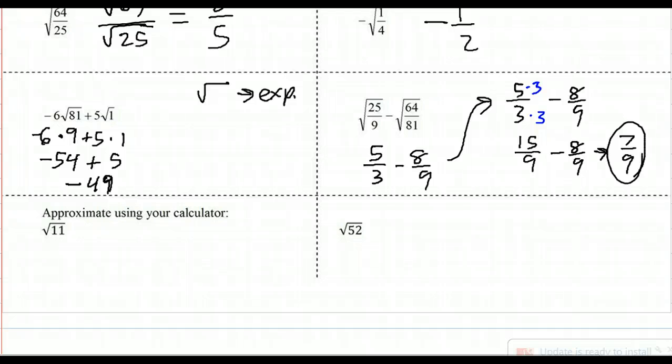And there you have it. So the square root of 25/9 is 5/3. The square root of 64/81 is 8/9. And then you need a common denominator, so we create a common denominator, and then we can now subtract them.